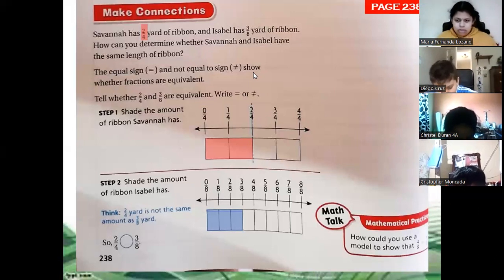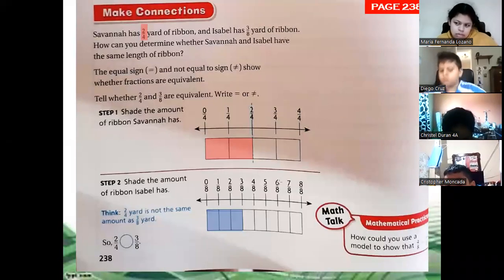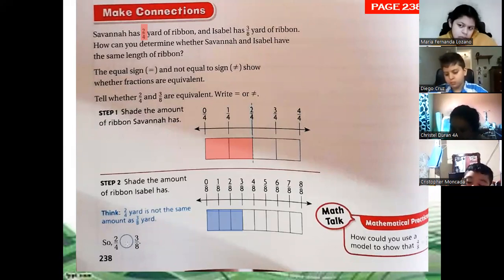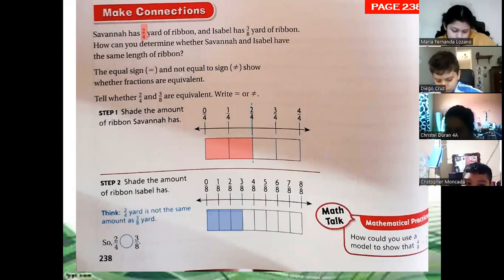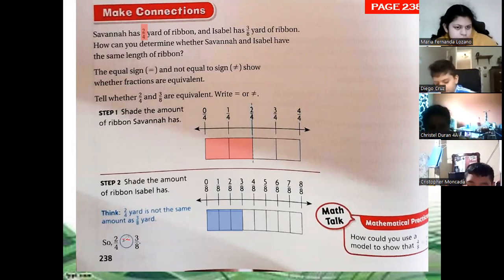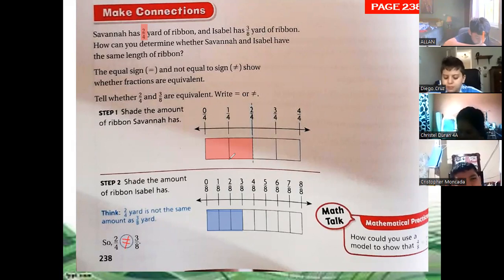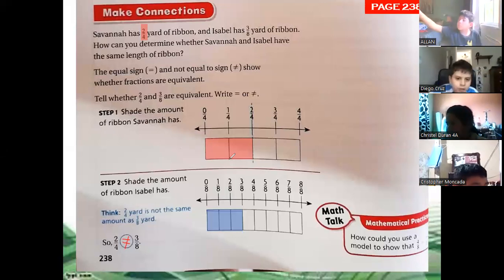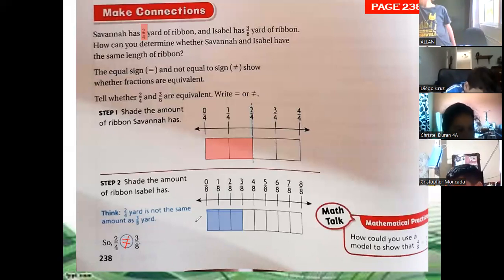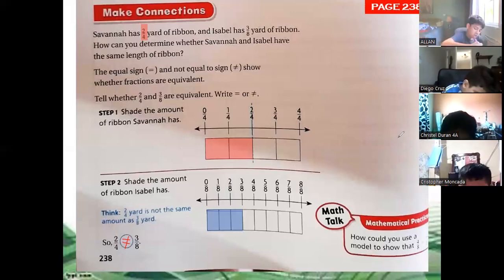So here we have to write a sign. What sign do we have to write here? Not equal. Not equal, exactly. It's not equal. Savannah has a greater length of ribbon. Okay, it's longer. And Isabel has a shorter amount of ribbon because we are talking about length. Okay, so far it's a good question.